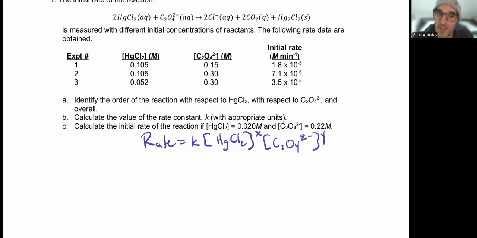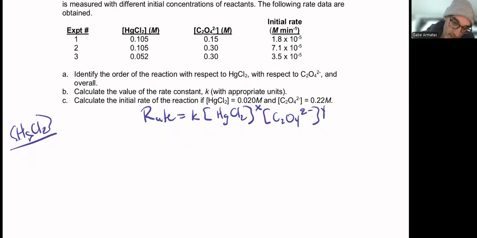We can actually solve this without doing a whole lot, but I'm going to show you that. If we look at reaction 2 and 3, notice that we do have a change in mercury, but we don't have a change in oxalate. So any changes in rate are due to the amount of mercury. Okay, so for the first one, mercury chloride, what we're interested in is looking at the rate of, and we always want the bigger numbers on top.